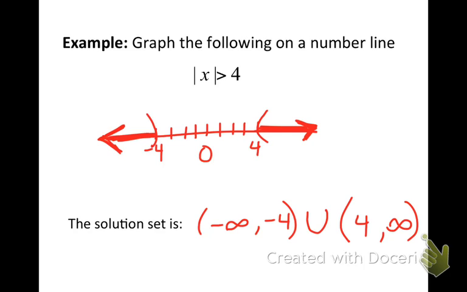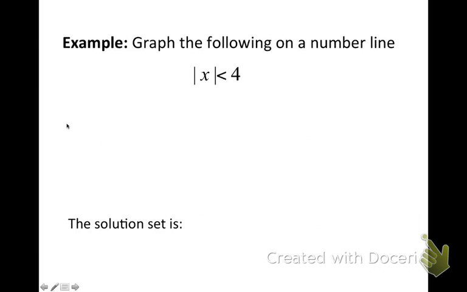Okay, let's think about if it was less than. Are they okay? All right, so if the absolute value of x is less than 4, so that means I need the distance from 0 to be less than 4. Where would those numbers be?